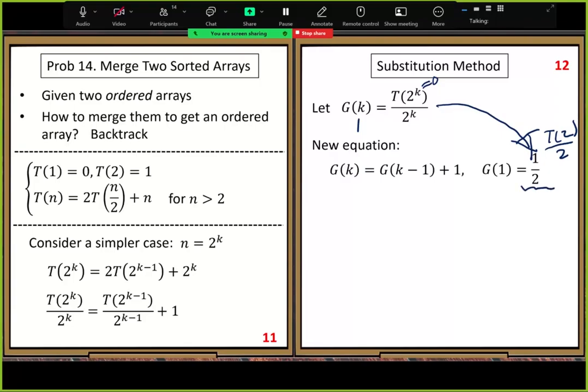Then we apply this function the second time. It becomes g of k minus 2 plus 2, because this g of k minus 1 equals g of k minus 2 plus 1. So 1 plus 1, you get a 2. But we need to keep doing the iteration like this.